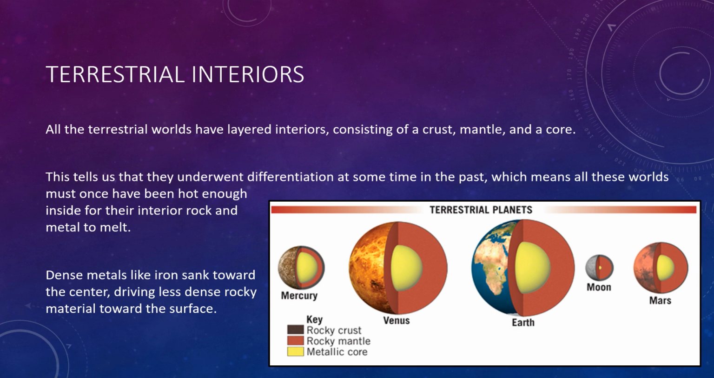The layered interiors of the terrestrial worlds tell us that they underwent differentiation at some time in the past, which, if you recall, means that all these worlds must have once been hot enough for the insides of their interior rock and metal to melt during their formation. The denser metals, like iron, sank to the center, while the less dense rocky material floated toward the surface. We can understand why the interiors are layered by thinking about what happens in a mixture of oil and water. Gravity pulls the denser water to the bottom, which drives the less dense oil to the top. This process is, again, called differentiation.